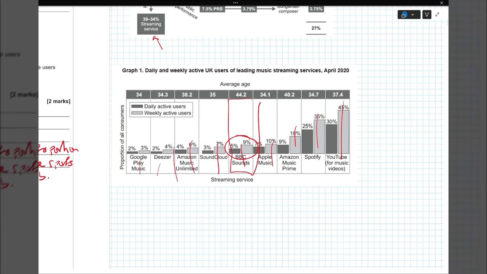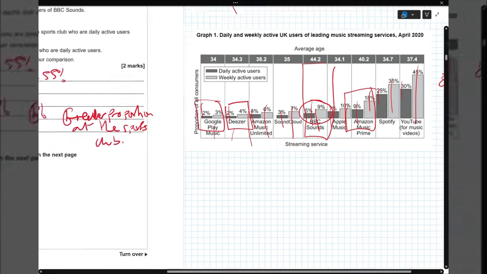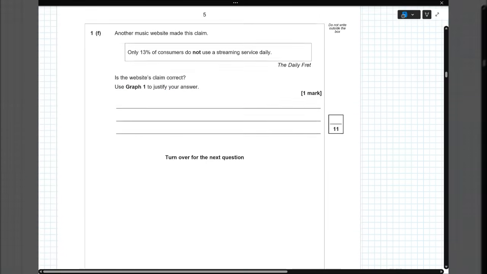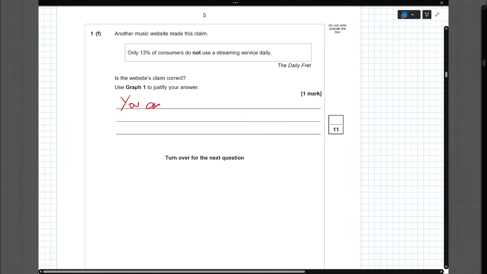Only 13% of consumers do not use a streaming service daily. So it's looking at the dailies. So 2, 4, 8, 11, 16, 23, 32, 52, 57, 77, 87. So they add up to 87, and what they're looking for is for you to say, oh, that's 13%, but it's not true, because these are proportions of Google Play. These are the proportions of the Deezer subscriptions. These are the proportions of the Amazon Music Prime. So we can't compare them all the way across. So for this one, you cannot tell.